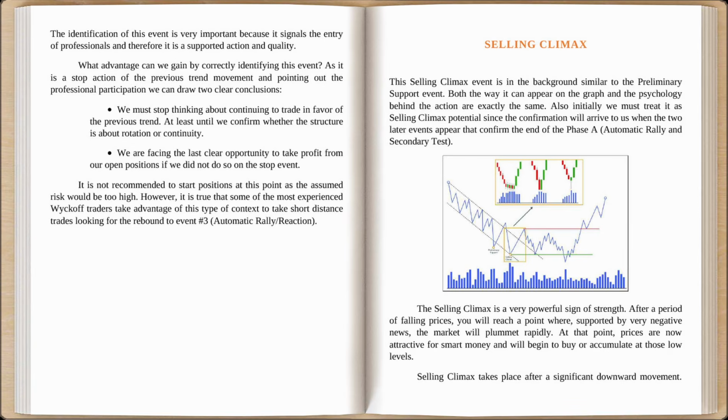Selling climax. This selling climax event is in the background similar to the preliminary support event. Both the way it can appear on the graph and the psychology behind the action are exactly the same. Also, initially, we must treat it as selling climax potential since the confirmation will arrive to us when the two later events appear that confirm the end of the phase. A. Automatic rally and secondary test.